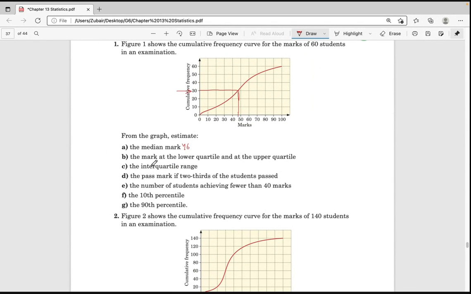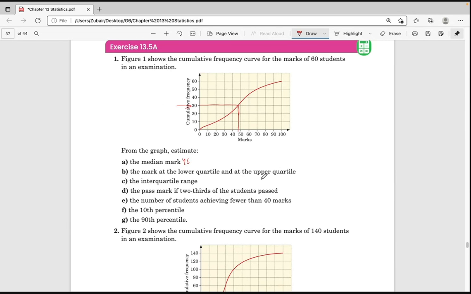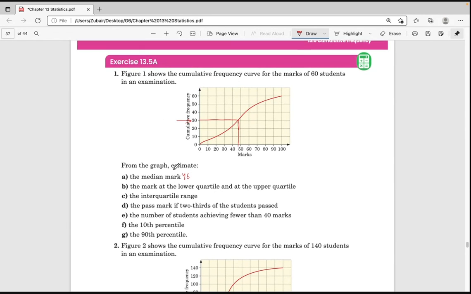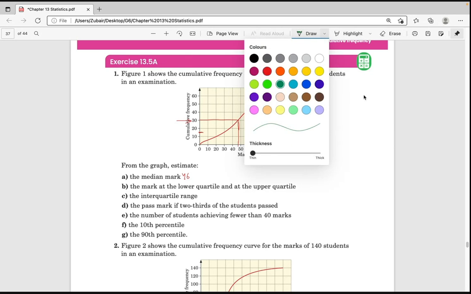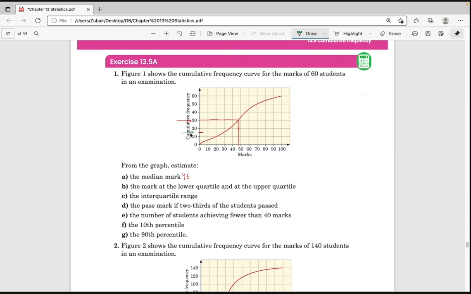Second says the mark at the lower quartile and the upper quartile. Lower quartile is 30, I think so, because it will be 15. And against 50. Upper quartile will be 45. So this is lower quartile 30 and upper quartile 60. So the interquartile range is 60 minus 30.